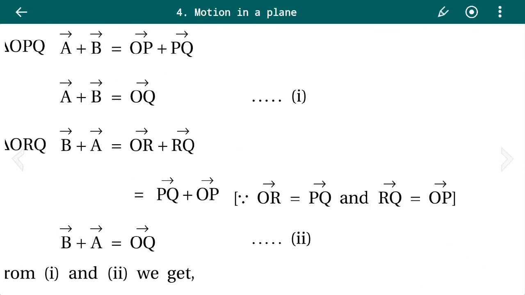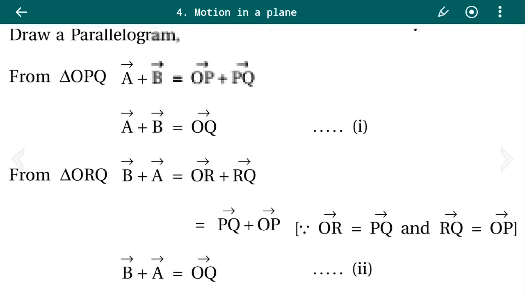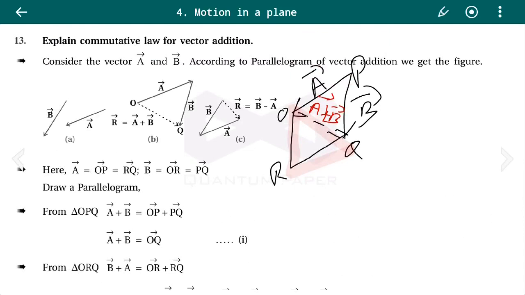From equation 1, we have seen that PQ vector plus OP vector is equal to OQ vector. So in equation 1, A plus B is equal to OQ, and in equation 2, B plus A is equal to OQ. Comparing these two equations, we get vector A plus vector B is equal to vector B plus vector A, and this is nothing but the commutative law. So this was the commutative law for vector addition.